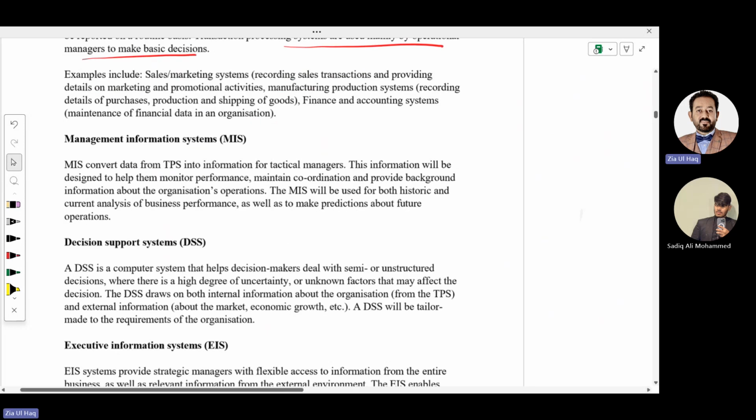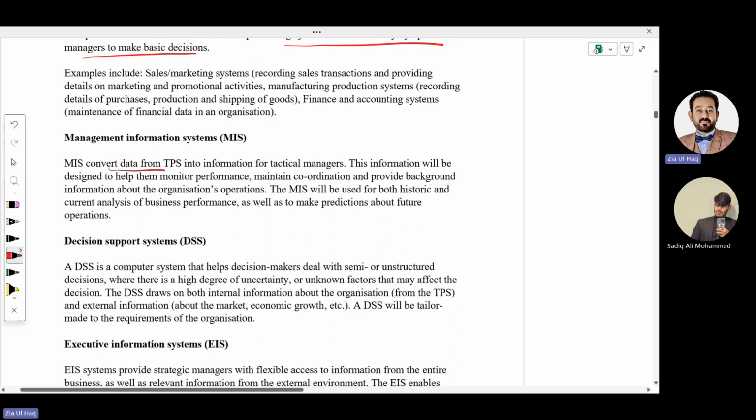What is MIS? Management Information System converts data from TPS into information for technical managers. This information is designed to help them monitor performance, maintain coordination, and provide background information about the organization's operations, meaning internal focused, providing reports on internal operations of the business. And the MIS will be used for both historic, meaning current as well as past, so that management can compare results and make decisions.